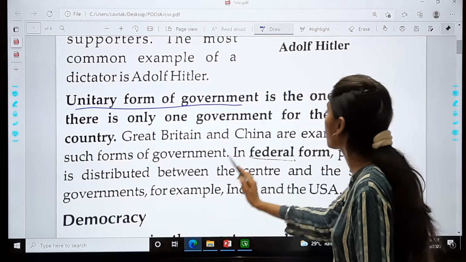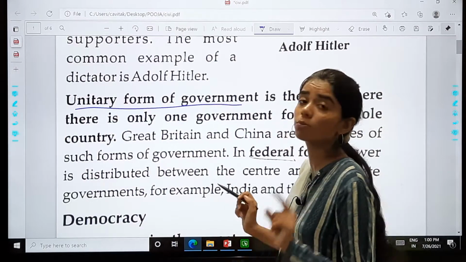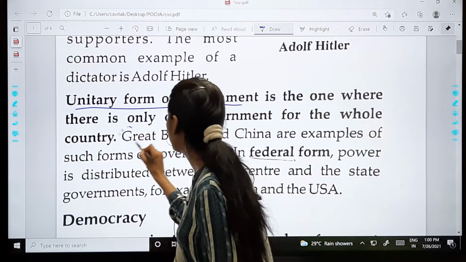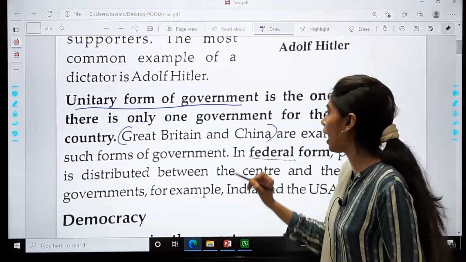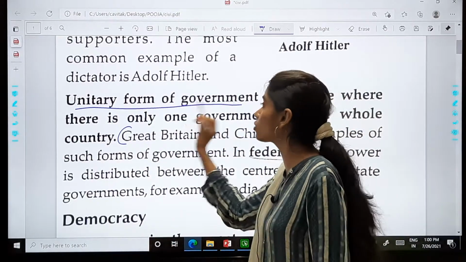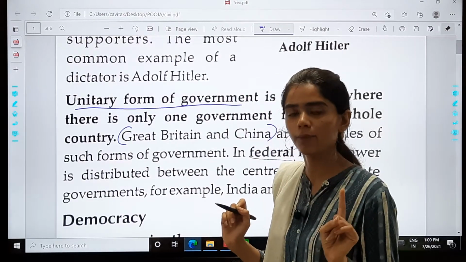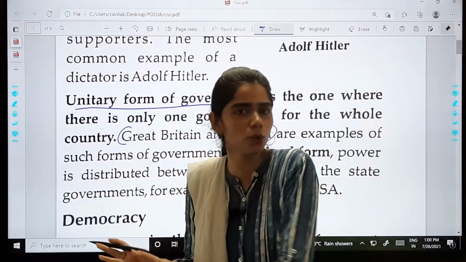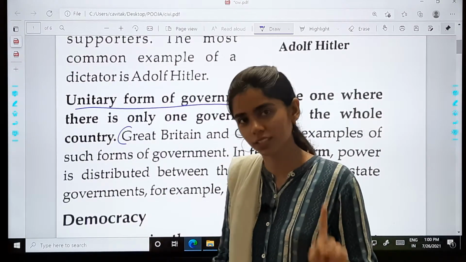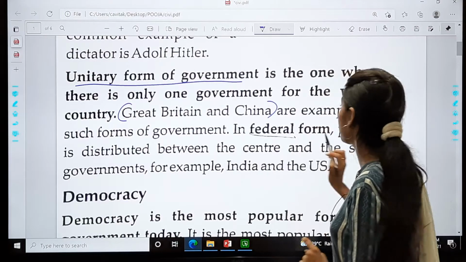Now, Great Britain and China are examples of such forms of government. Please underline Great Britain and China. Over here, what happens? They follow unitary form of government. Okay, that is, there is only one government there. No central government, no state government, only one government. Okay. Now, the other one is federal form.